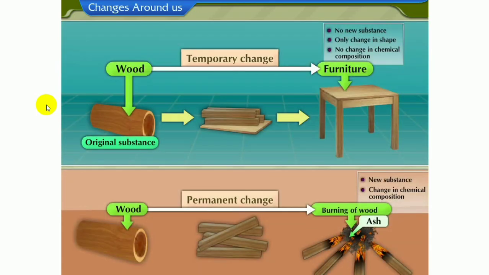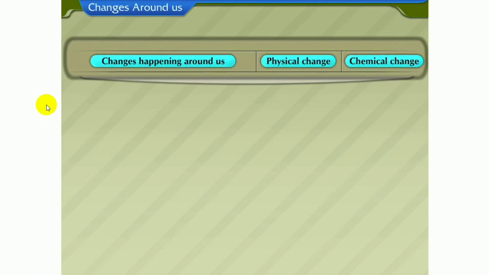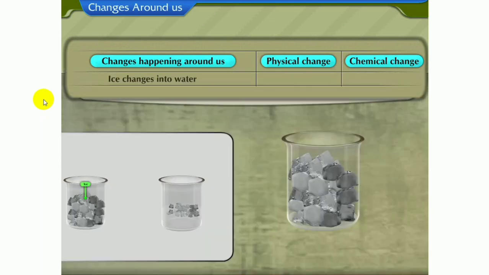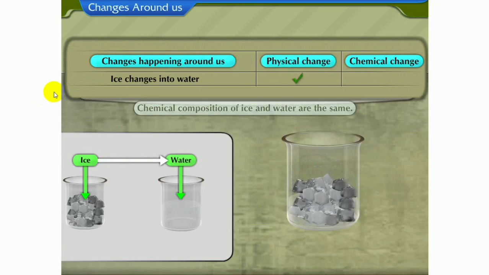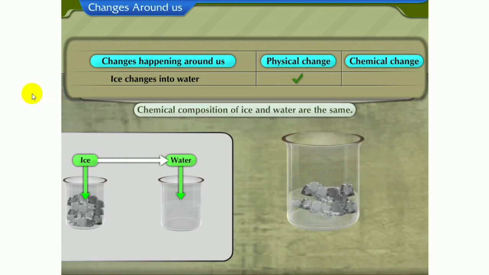Temporary changes are called physical changes. Permanent changes are known as chemical changes. Let us classify some changes happening around us as physical changes or chemical changes and note our observations in a tabular form. Ice changes into water. It is a physical change as the chemical composition of ice and water are the same.